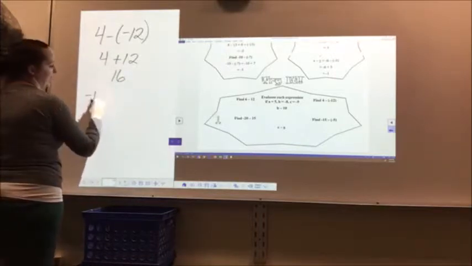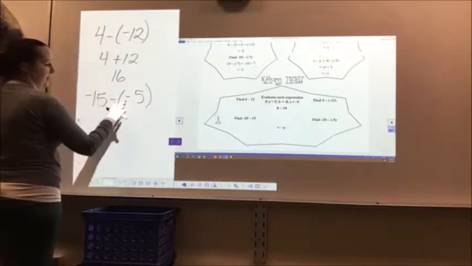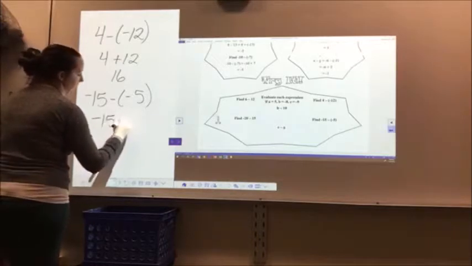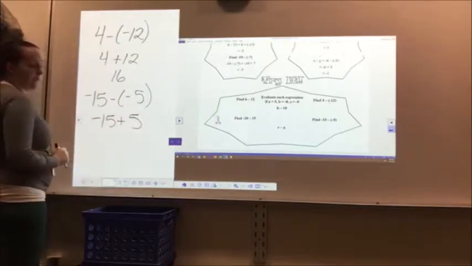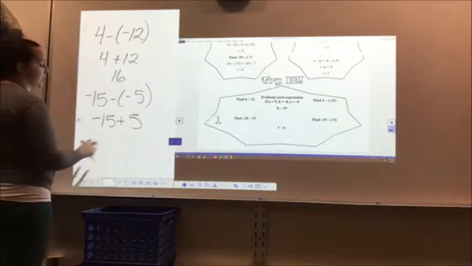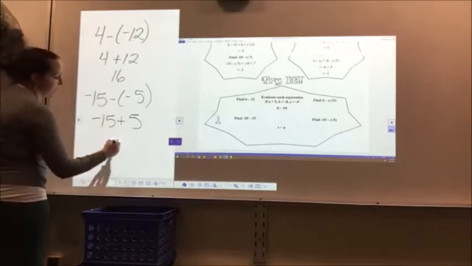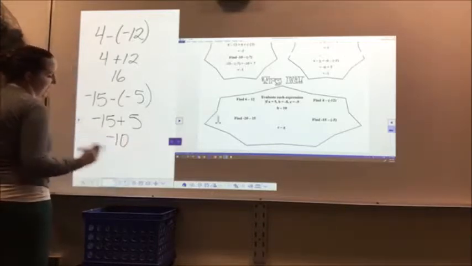Okay, then I have negative 15 minus a negative 5. Again, two negatives right next to each other become a positive. So negative 15 plus 5. Different signs, which means they're enemies. I subtract them. 15 minus 5 is 10. 15's bigger. 15 wins, so my answer is negative. Negative 10.